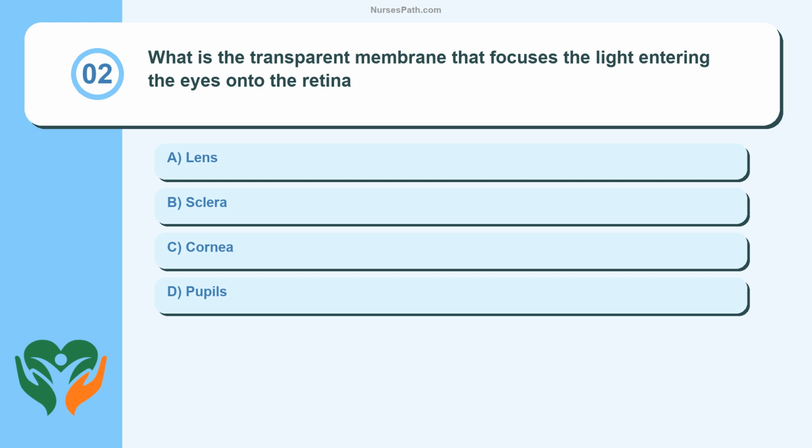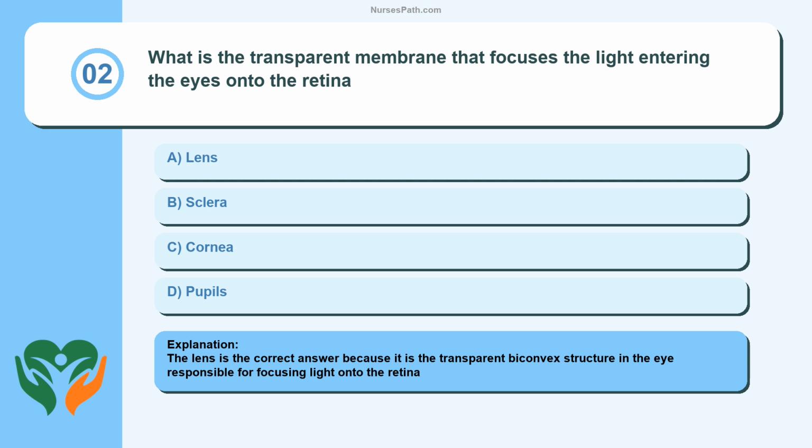Question 2. What is the transparent membrane that focuses the light entering the eyes onto the retina? Lens, sclera, cornea, pupils. The lens is the correct answer because it is the transparent biconvex structure in the eye responsible for focusing light onto the retina.